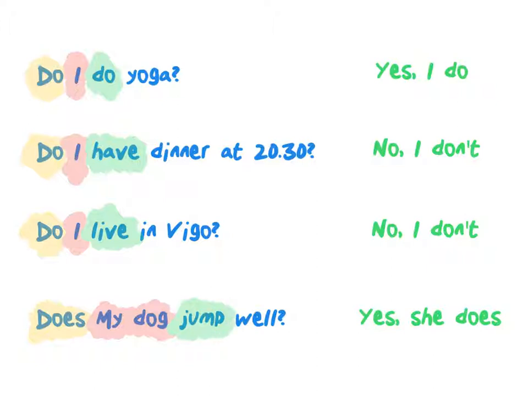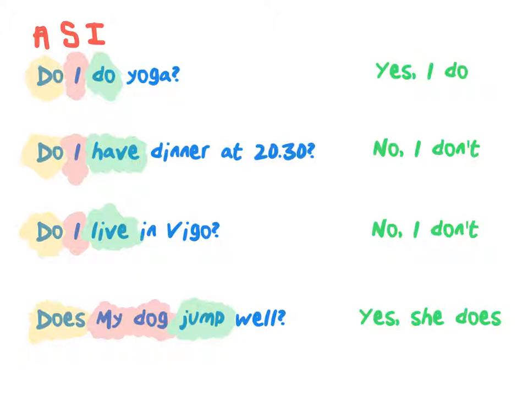This is a kind of formula. We use the auxiliary plus the subject plus the infinitive of the verb to make a question.